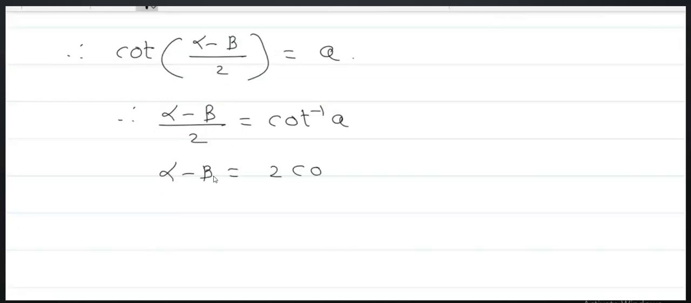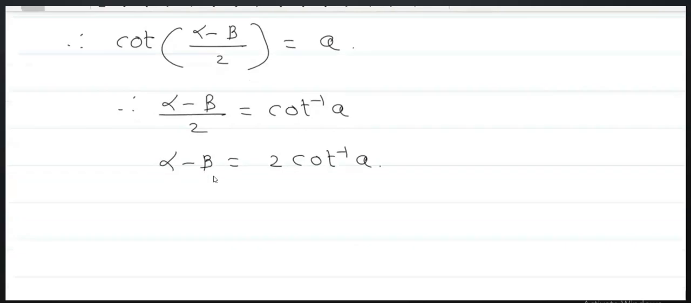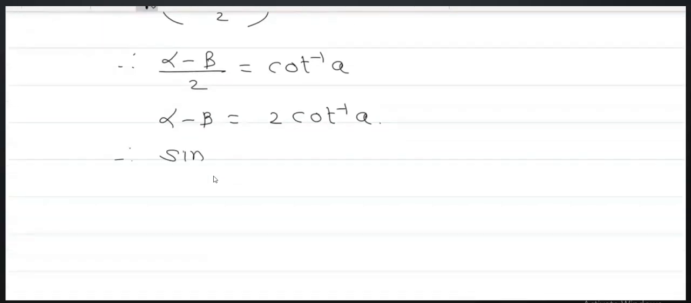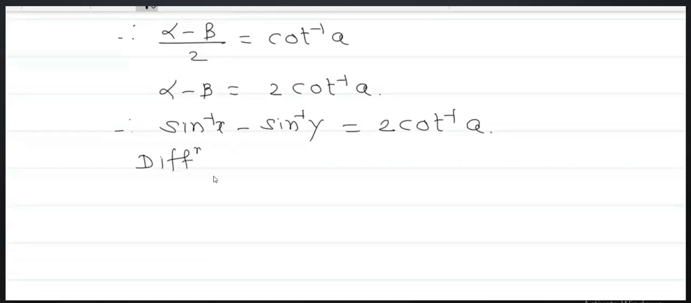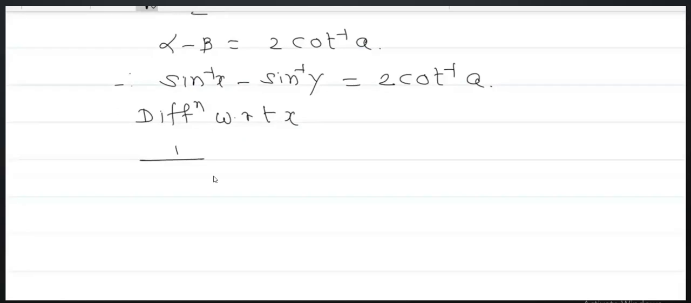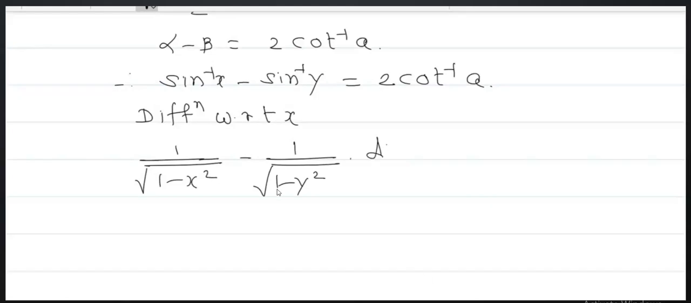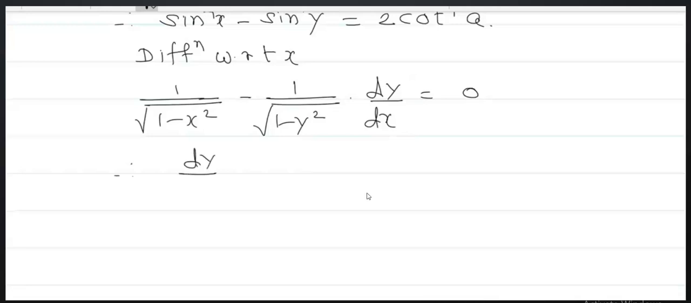Therefore, alpha minus beta is equal to 2 cot inverse of a. But what is alpha? Alpha is sine inverse of x, and beta is sine inverse of y, so sine inverse of x minus sine inverse of y is equal to 2 cot inverse of a. Now, differentiate this. The derivative of sine inverse of x is 1 upon root of 1 minus x square. The derivative of sine inverse of y is 1 upon root of 1 minus y square into dy by dx, is equal to the derivative of 2 cot inverse of a, that is 0.